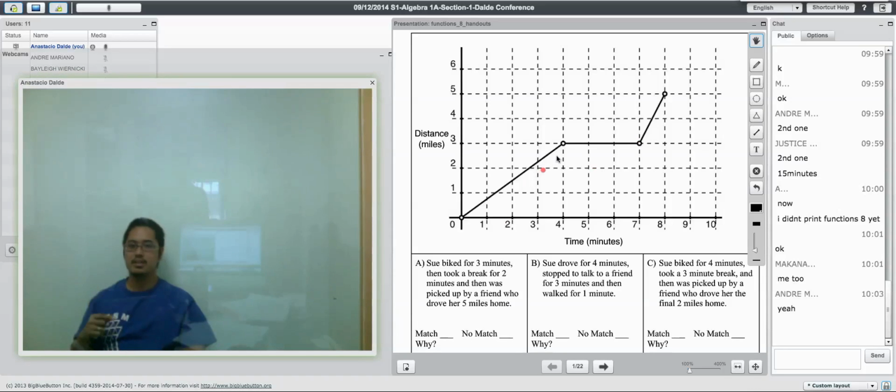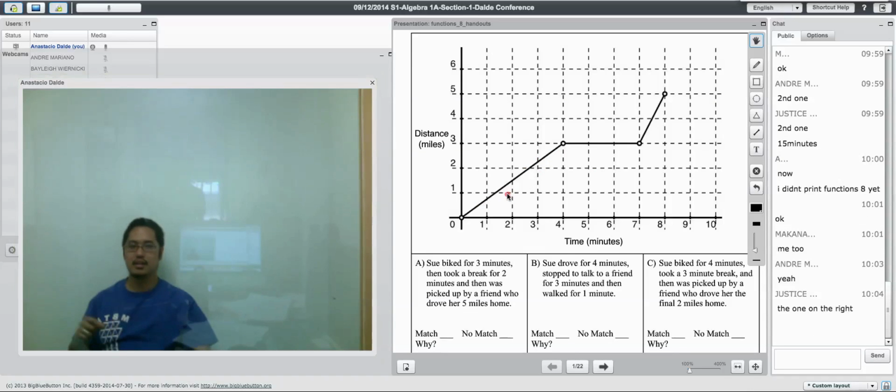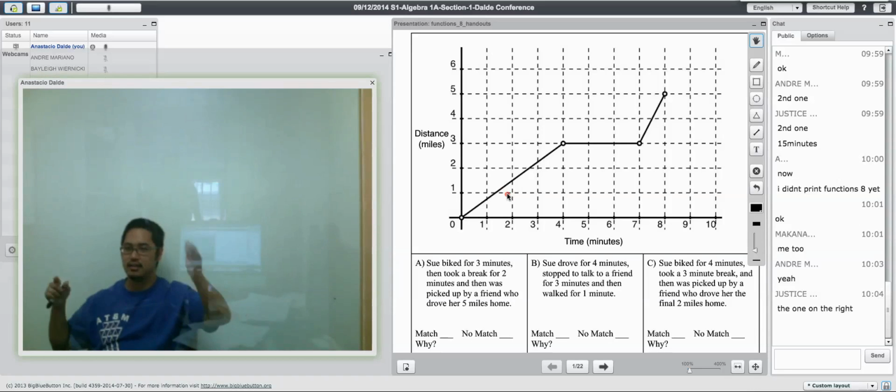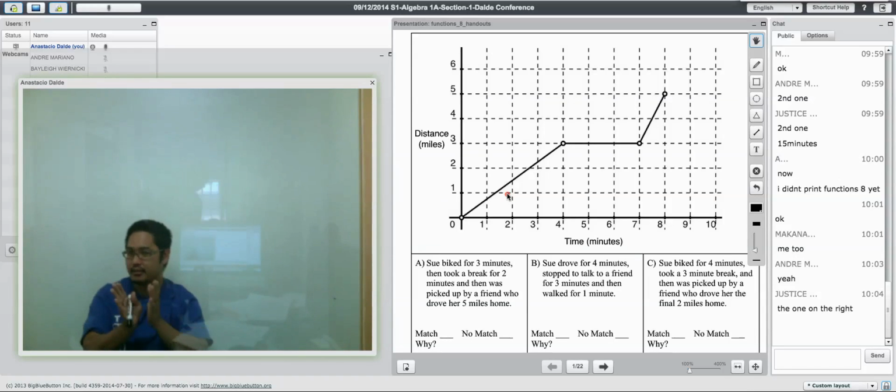Okay, I couldn't hear you. Which diagonal line is bigger? This one over here? The one on the right, the second one, right? Do you guys agree that the second line is bigger? That means she's moving faster, right?